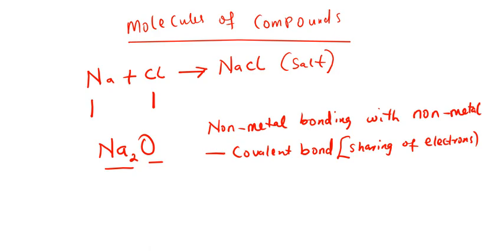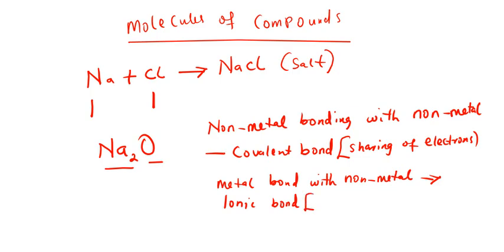So when metal bonds with non-metal, we have what we call an ionic bond, which has to do with transfer of electrons.